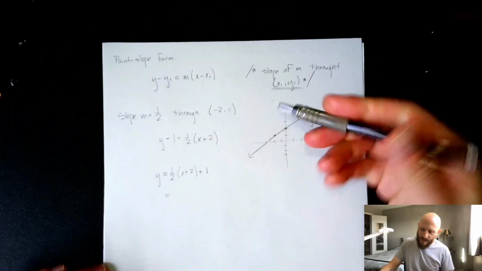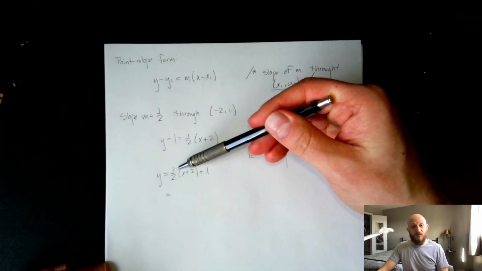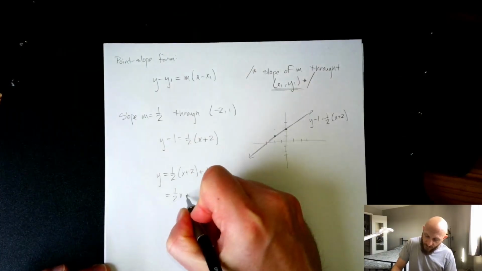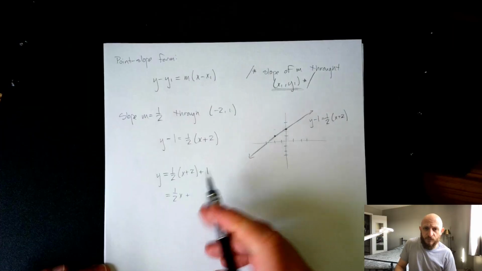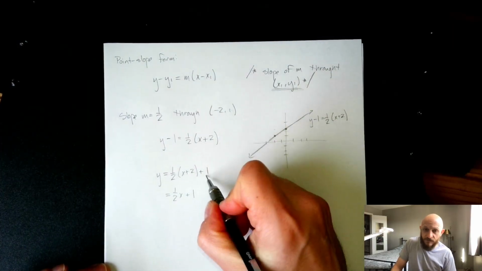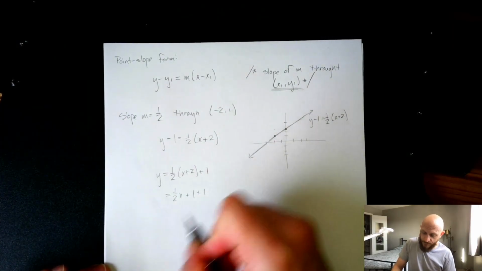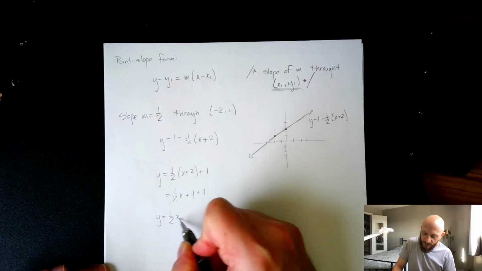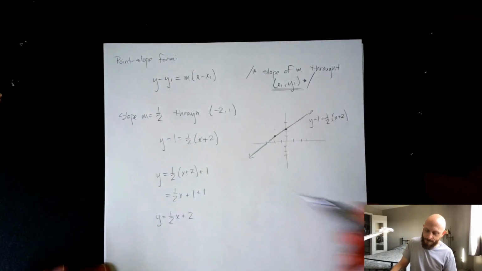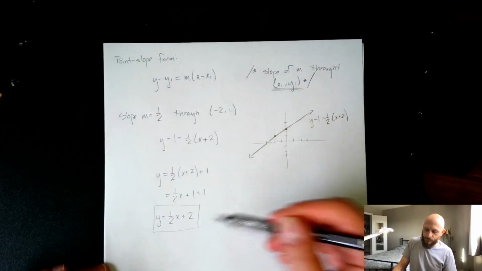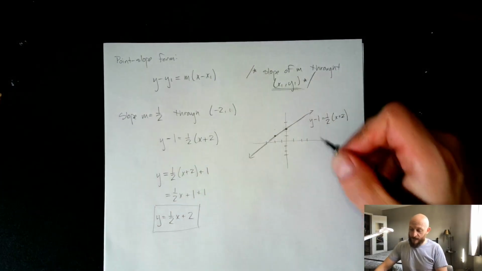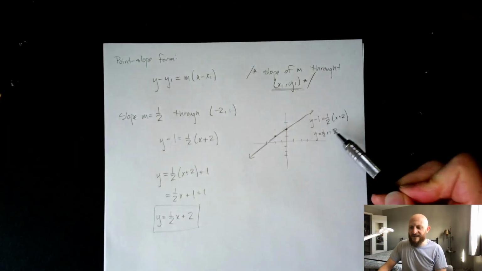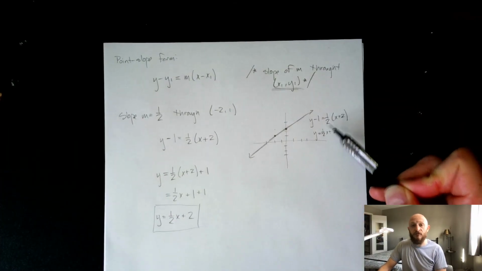So how do I do that? Well, first I have to distribute the 1/2. So this becomes 1/2 x plus 1/2 times 2 is 1. And then there's this other plus 1 here. And simplifying, y equals 1/2 x plus 2. So that's the equation, y equals 1/2 x plus 2. These are the exact same equation, just written in two different forms.